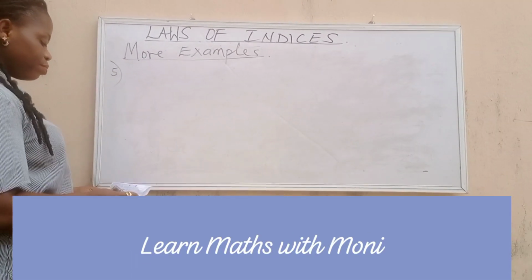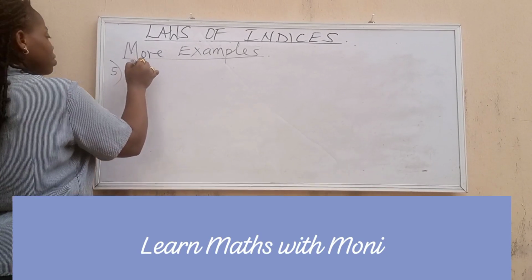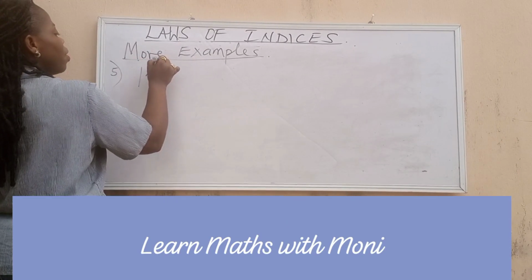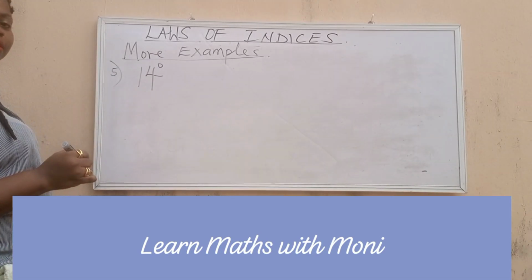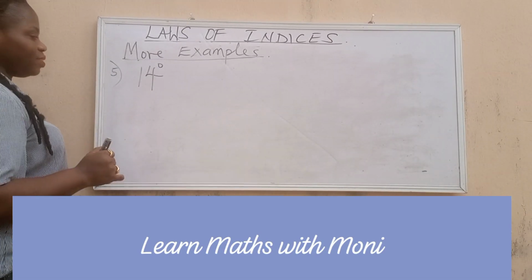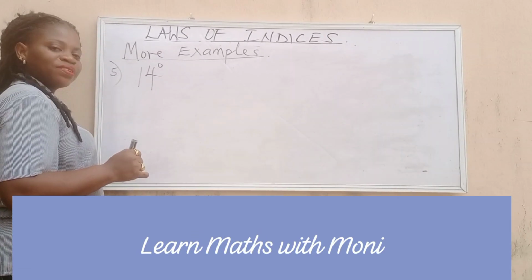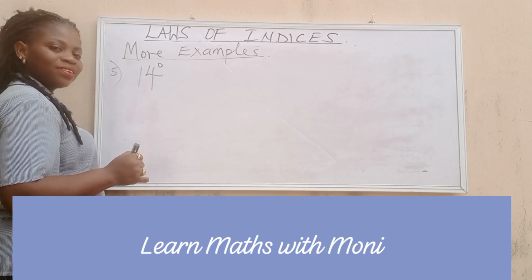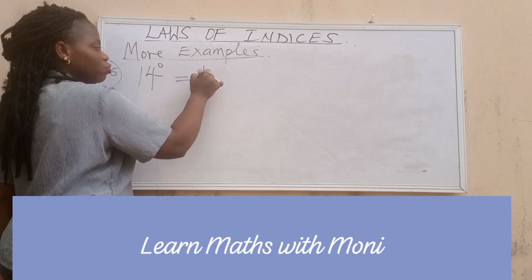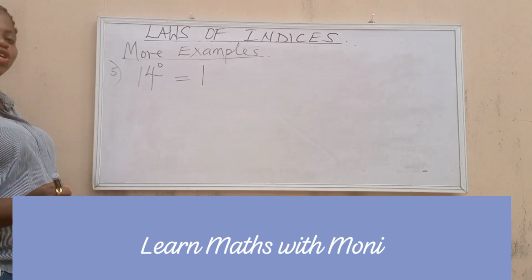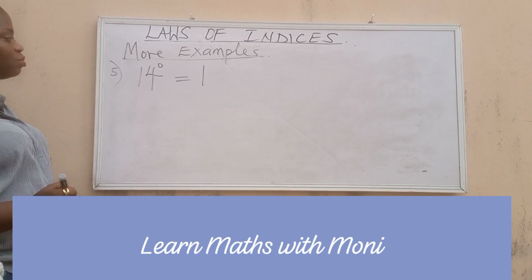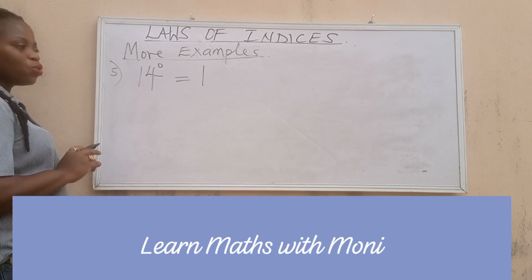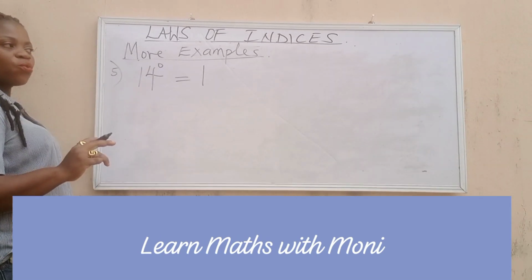Number 5, let us consider, of course, our dear friend, the zero index. Anything raised to power 0, what did I call it? I told you it is equal to 1. So that is a very cheap example there. 14 raised to power 0 is equal to 1. It is a law we have proven previously.